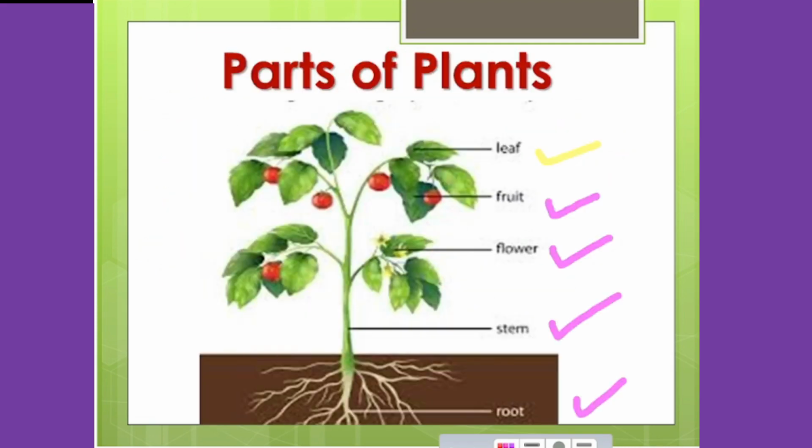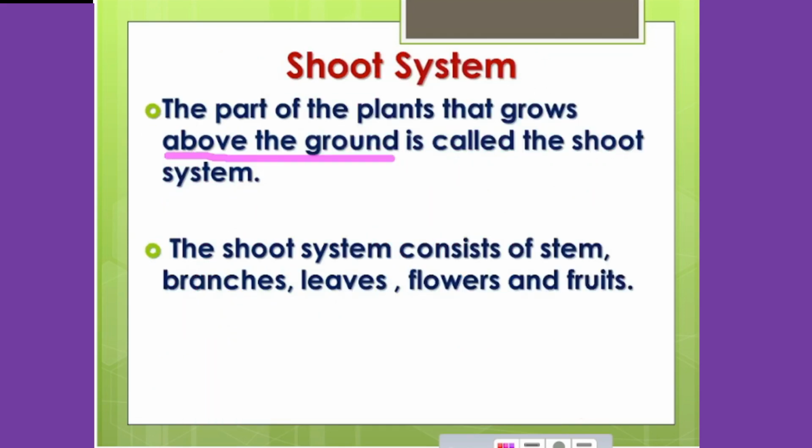Let us see the previous figure. In this figure, we can see different types of parts of plants that grow above the ground. The parts of the plants above the ground are called the shoot system, and the part of the plant that is root, that is under the ground, is called the root system. The part of the plant that grows above the ground is called the shoot system, and the shoot system consists of stem, branches, leaves, flowers and fruits.